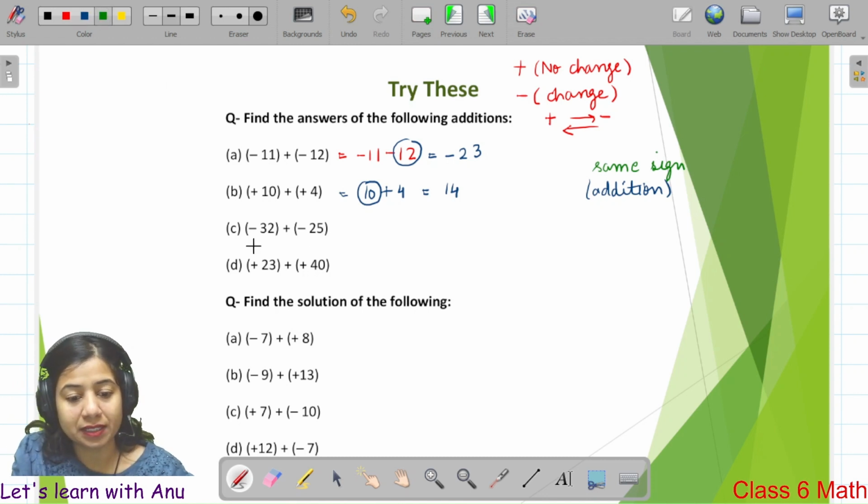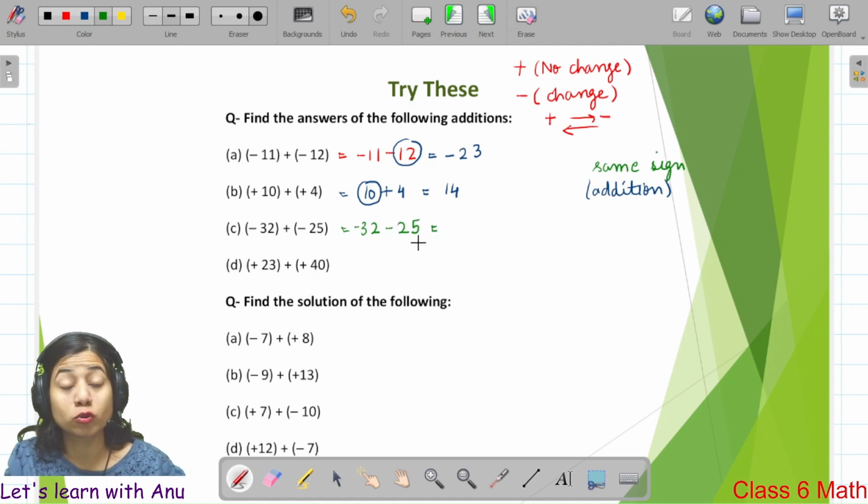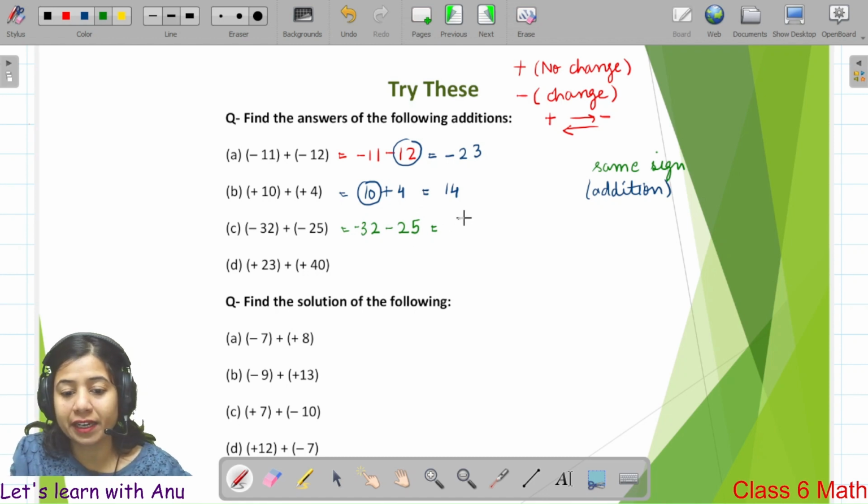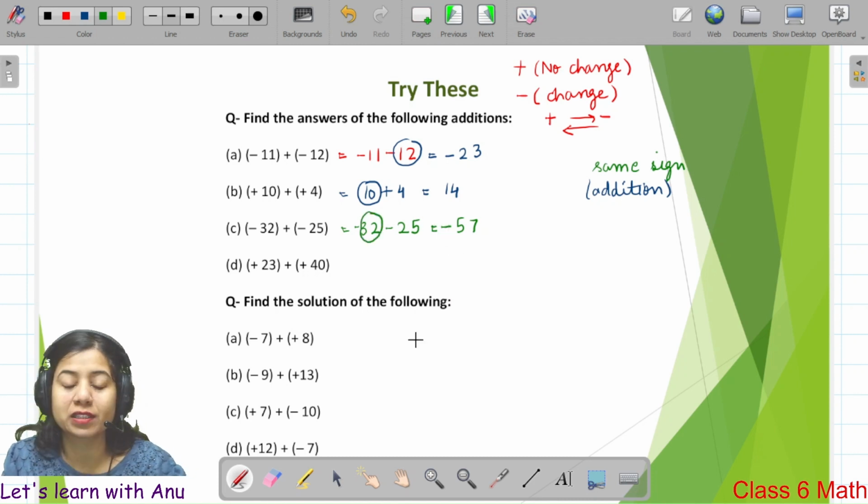Then the C part is -32. Plus is there, so no change. -25 is coming. Again, they both are negative, so addition is going to happen. We are getting 57, and the sign will come off the bigger integer. 32 is bigger, so it's -57.